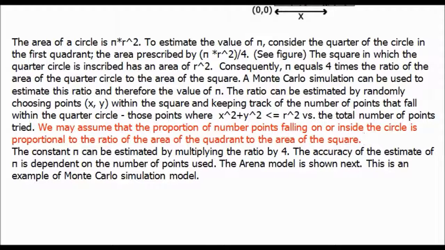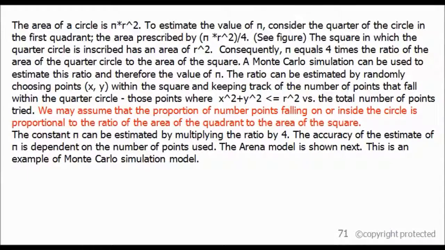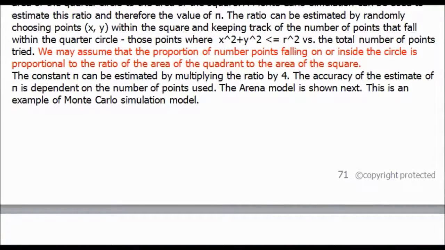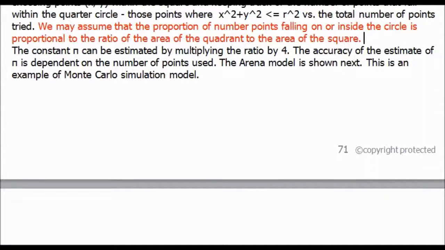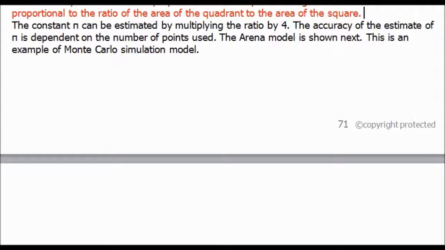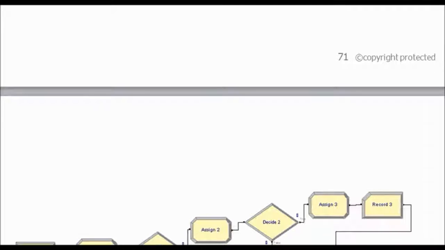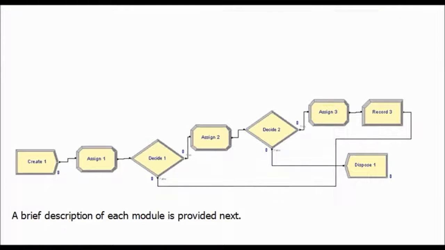We may assume that the proportion of number points falling on or inside the circle is proportional to the ratio of the area of the quadrant to the area of the square. The constant Pi can be estimated by multiplying the ratio by 4. The accuracy of the estimate of Pi is dependent on the number of points used. The Arena model is shown next. This is an example of a Monte Carlo simulation model.